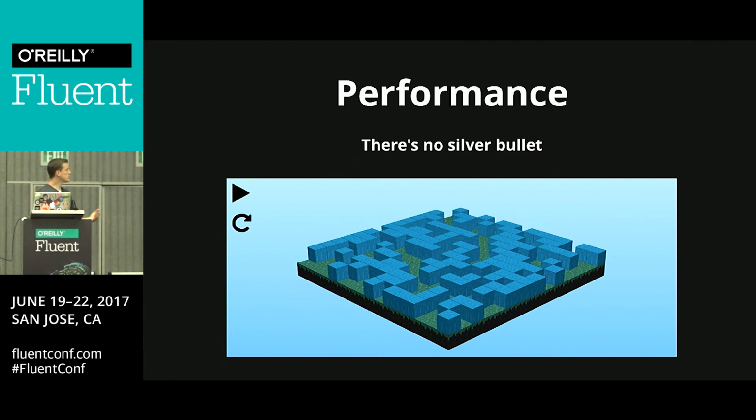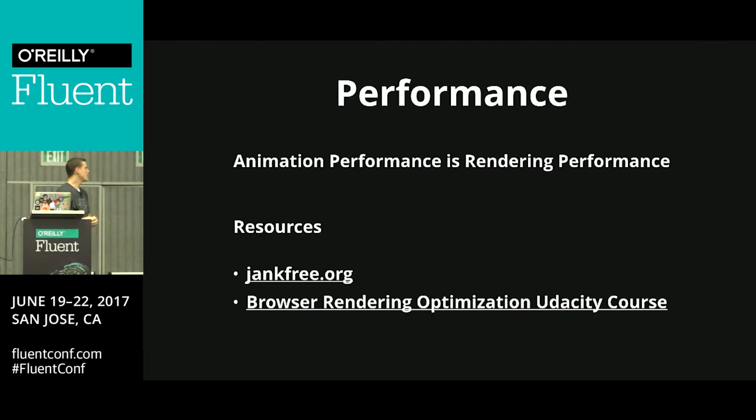So there's no silver bullet to animation. If you want to know how to make your animation performance better, then what you need to do is study rendering performance. And rendering performance is a different type of performance than a lot of us as web developers are familiar with, because we're really good at reducing HTTP requests, compressing images, making download speeds really, really fast. But rendering performance is an entirely different way to optimize a website.